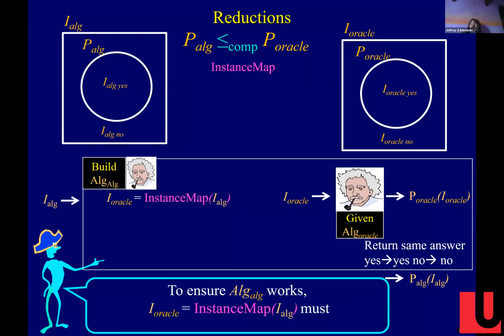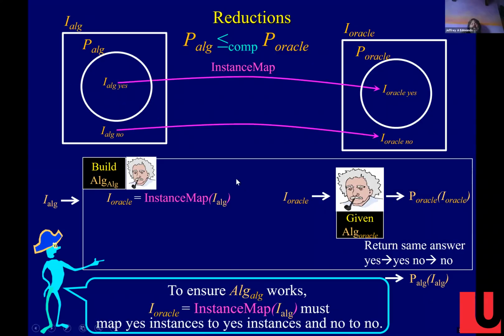So what do we need for this algorithm to work? We need the instance map to preserve the answer. What we need is that the instance map maps yes instances to yes instances, and it maps no instances to no instances, even though we don't know whether it's a yes instance or a no instance. What did we do before? We were given a Turing machine that had a halting state, and we mapped it over to a Turing machine that had a say hi state. Do we know it halts? No, we don't know if it halts or not. We don't know if it says hi or not. We just do this mapping.